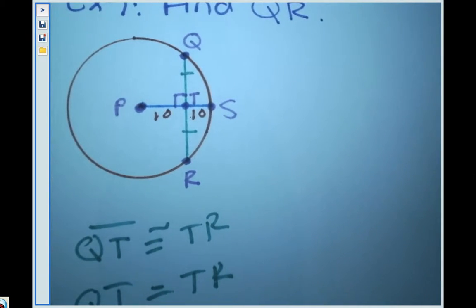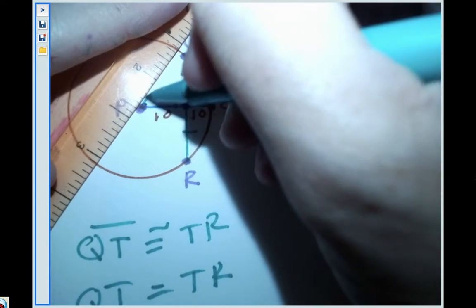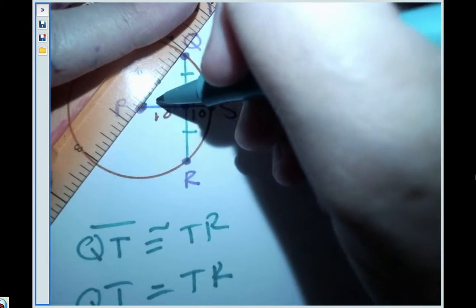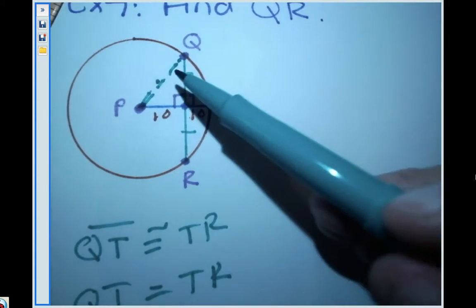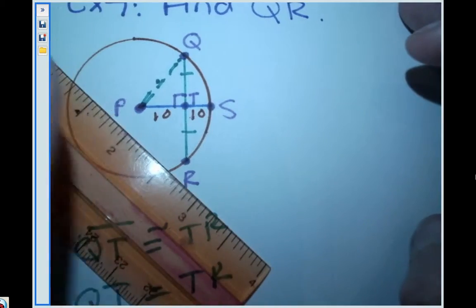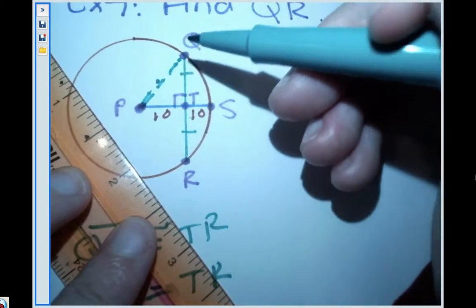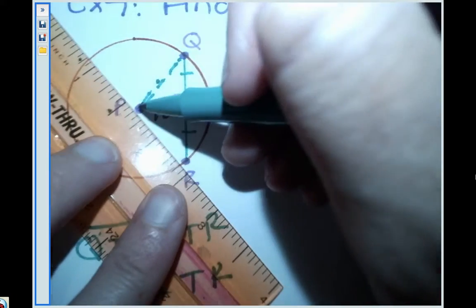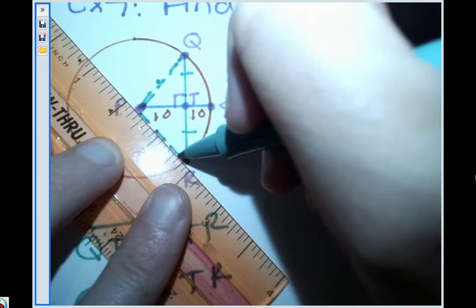There's two ways you can draw this radius to form a right triangle. You could draw it this way and form a radius right here. We could form a right triangle right here by drawing in a radius, or you could draw a radius from P to R. So I drew one in from P to Q. You could also draw one in from P to R, like this.